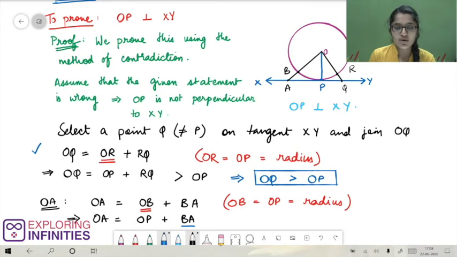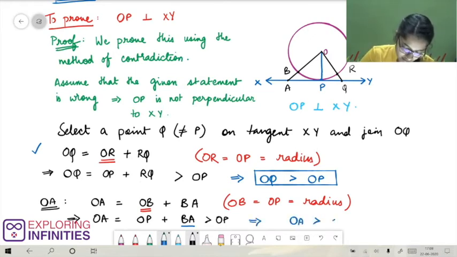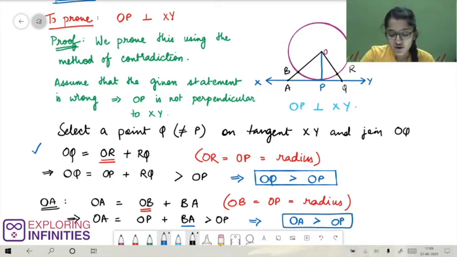OP plus something positive is always greater than OP. Hence, this expression is greater than OP. From this, we can conclude that OA is greater than OP. Here, the points A and Q are not any specific points. A and Q could be any point lying on tangent XY which is not the same as point P.